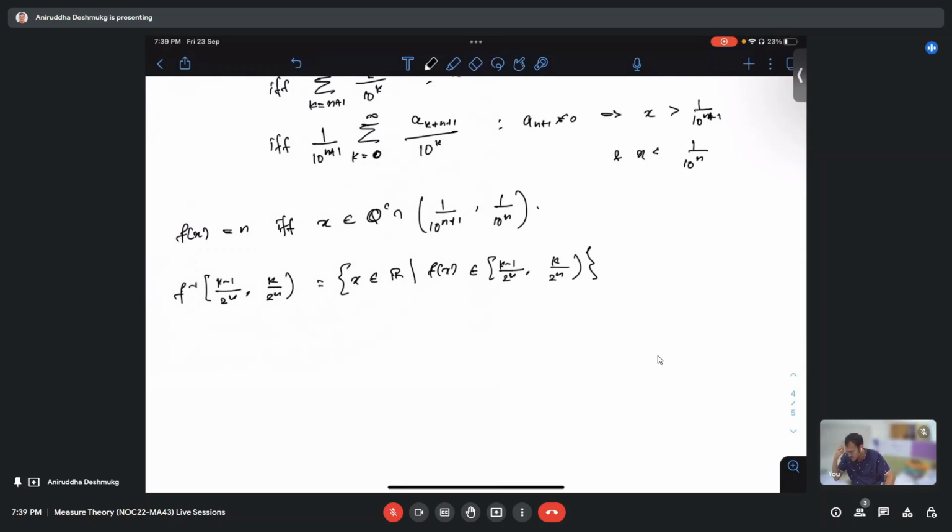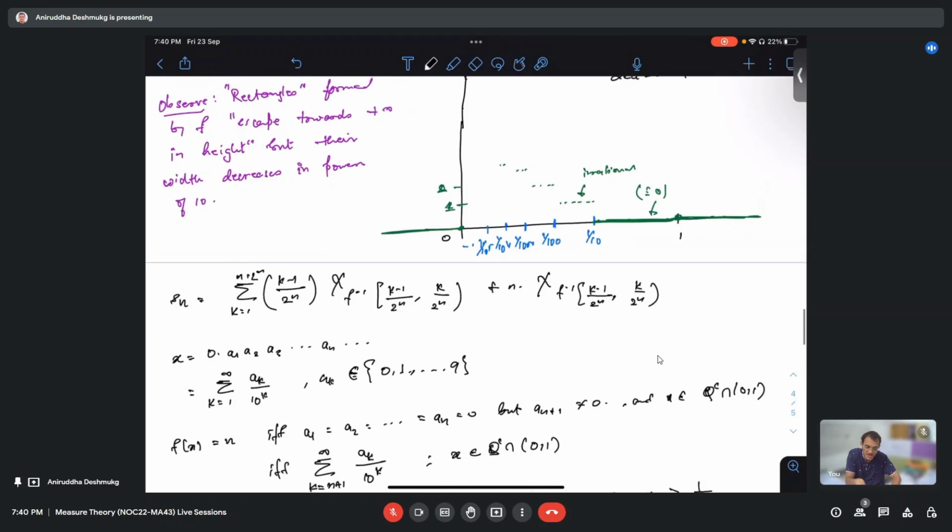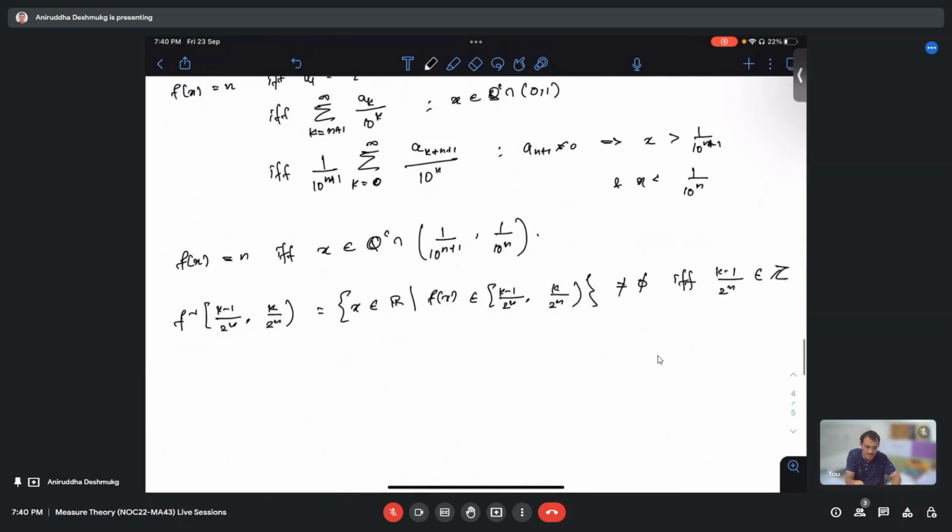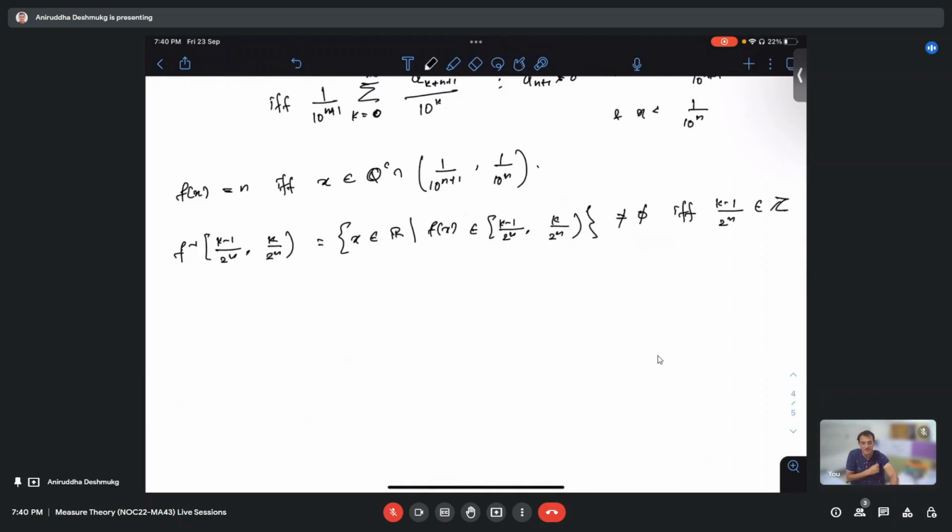So yeah. Moreover, this is non-empty if and only if this (k minus 1) by 2 to the power n is an integer. Because if it is not an integer, then this whole small interval does not contain any of the integers, and therefore the values of f are only integers, right? So the pre-image must be integer. So this is non-empty if and only if (k minus 1) by 2 to the power n is an integer.